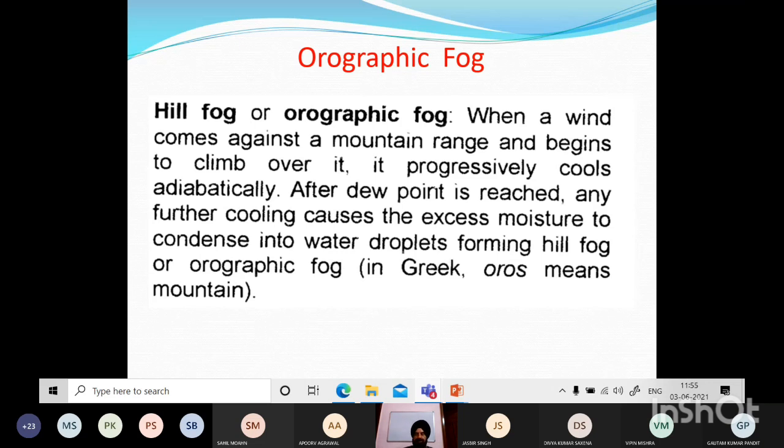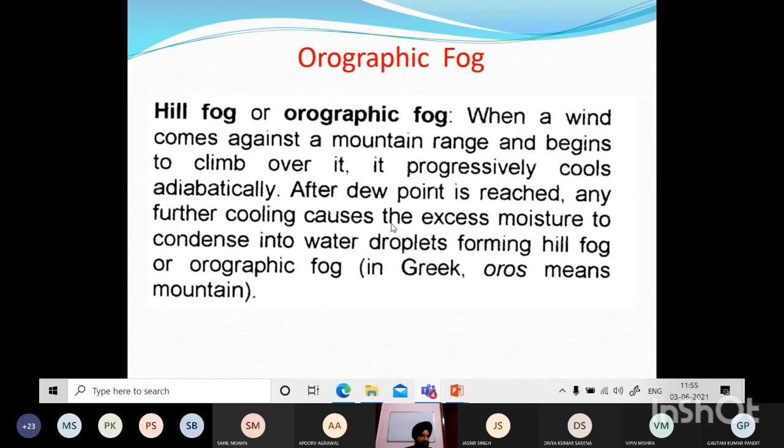Hilly areas are very common now in this rainy season. If you go towards the hilly areas, you will find a complete blanket of this fog, because as the air starts rising from the low lying areas, as it goes up, it gets cooled, and cooling below the dew point, this system takes place.